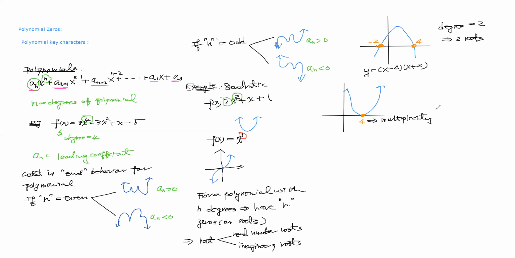Multiplicity. That means the multiplicity here is equal to 2. That means you can write this as y is equal to x minus 4 times x minus 4, right? So this will be equal to x minus 4 squared, right? So that's what we call multiplicity equal to 2 here.